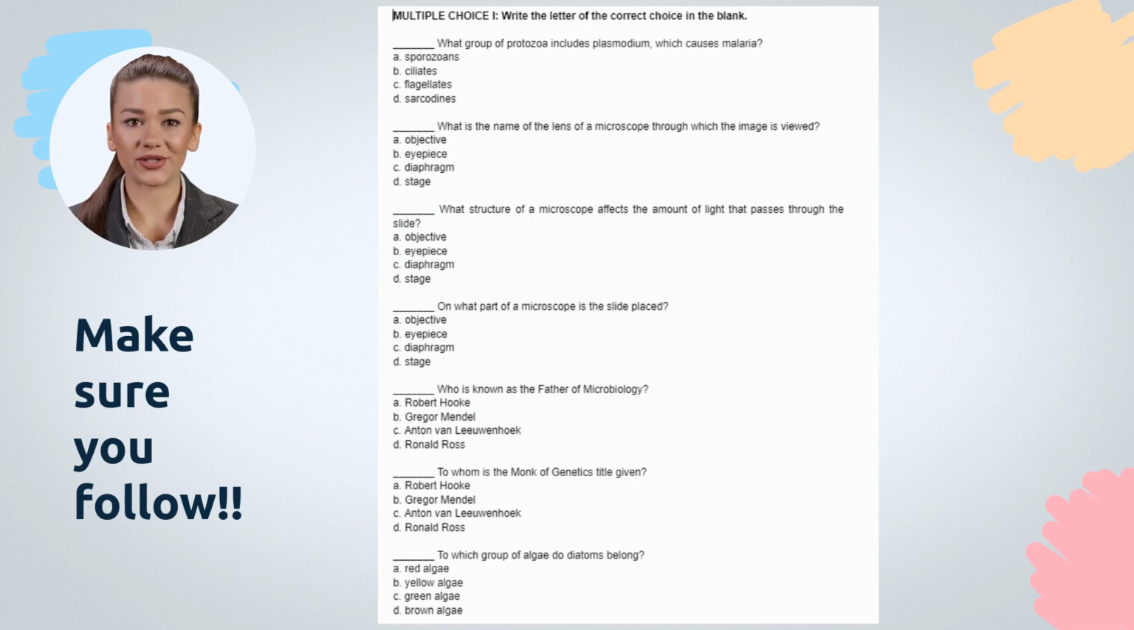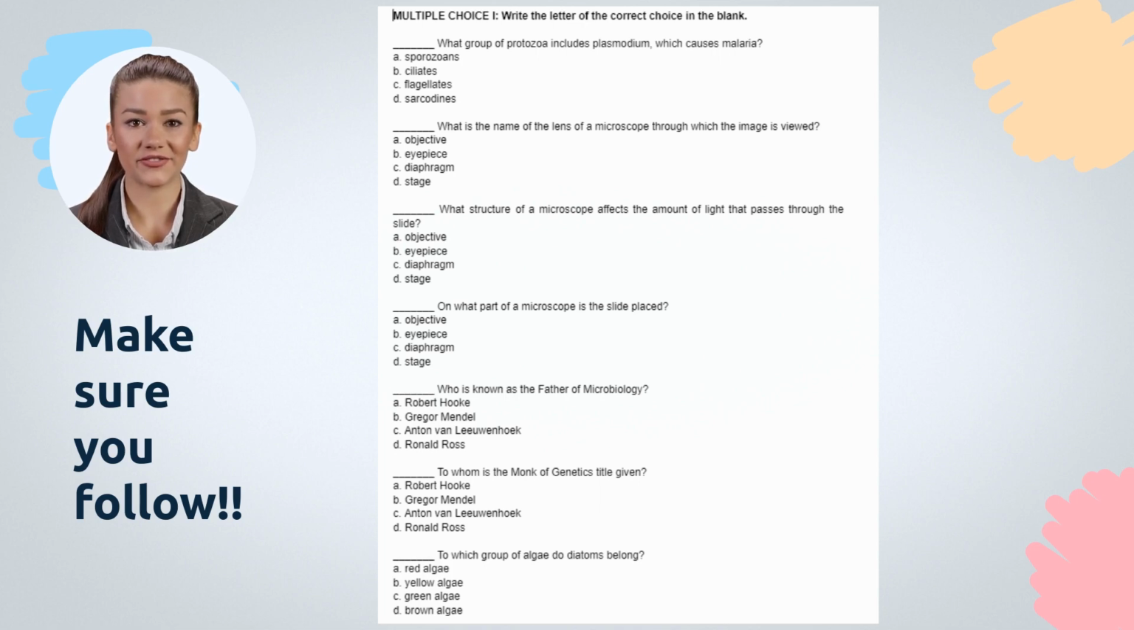What structure of a microscope affects the amount of light that passes through the slide? A. Objective. B. Eyepiece. C. Diaphragm. D. Stage.